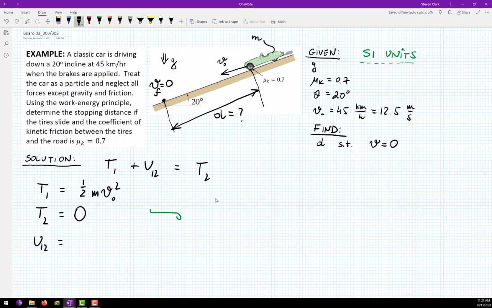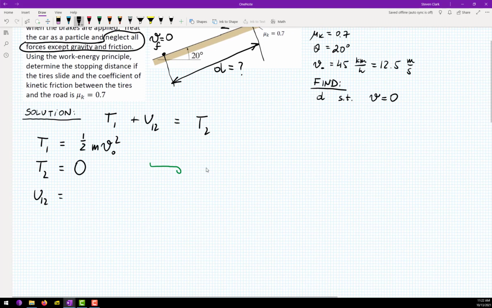Now let's find U12 of forces. They told us to neglect all the forces except gravity and friction. We can do that, however we don't have to. They told us to neglect it, but let's include it. Let's be rebels and not listen to what they say. I'm going to include it, and the solution will be exactly the same. You will see. You probably already know why.